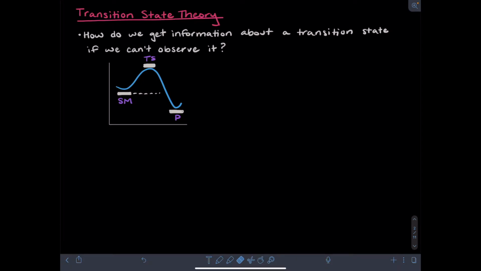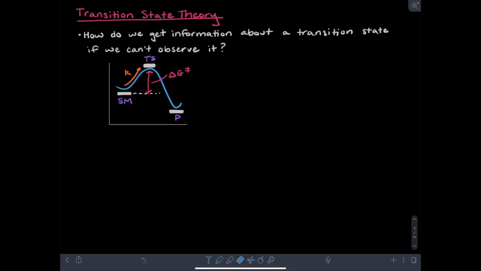Let's consider a single starting material going on to form the product. This is a single-step reaction, and the transition state is our highest point in energy along this reaction coordinate diagram. Delta G double dagger, the Gibbs free energy of activation, is the difference in energy between the starting material and the transition state.